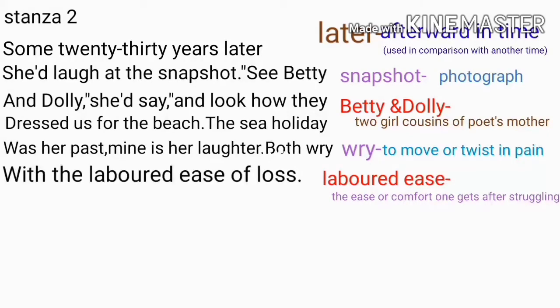Both wry with the labored ease of loss. Wry means to move or twist in pain. Labored means struggle, ease means comfort, relaxation, of loss. So both the poet as well as her mother have lost something, and they are very much disappointed and grieved, and they have to struggle a lot to overcome their losses.